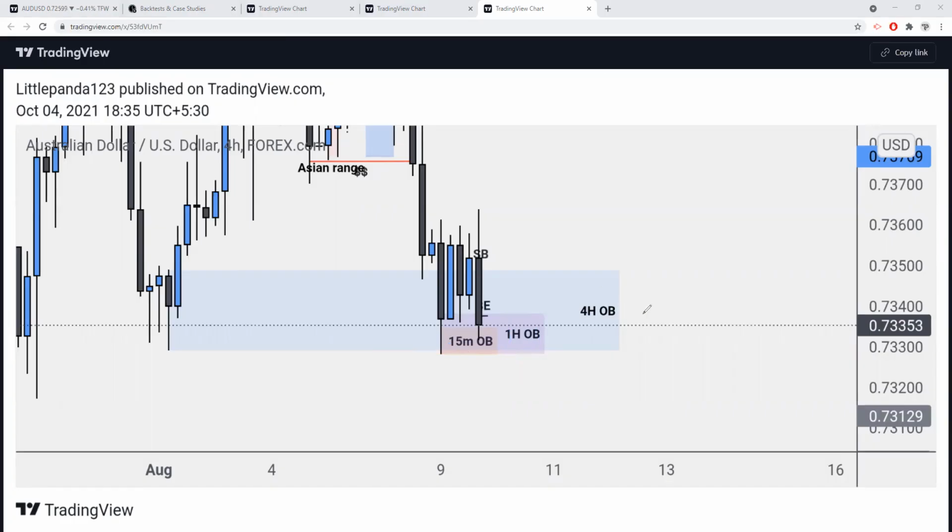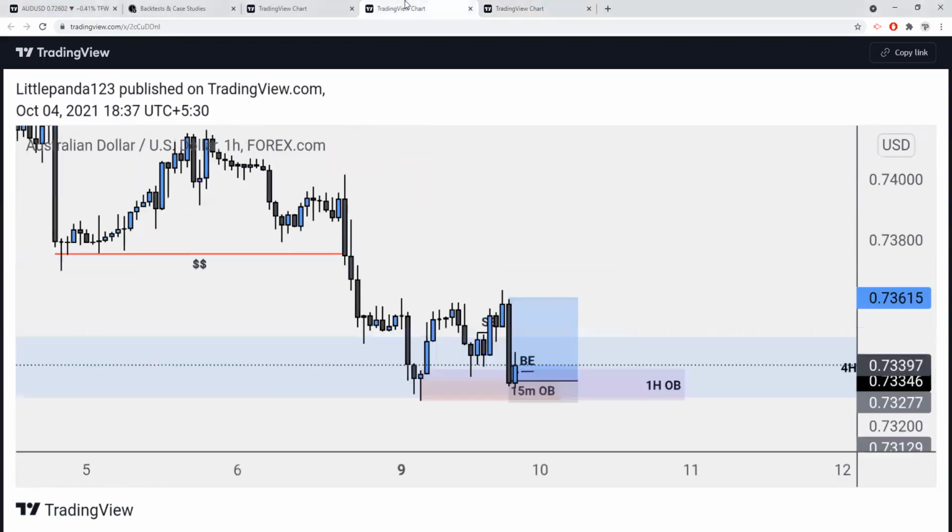Some people say that they only consider 50%. If it drops below 50%, then it's no longer valid. But again, what I want to point to your attention is the wick. So you can see this is where it actually reacted. It did not react from the top, it reacted from the wick right there. That's your entry.